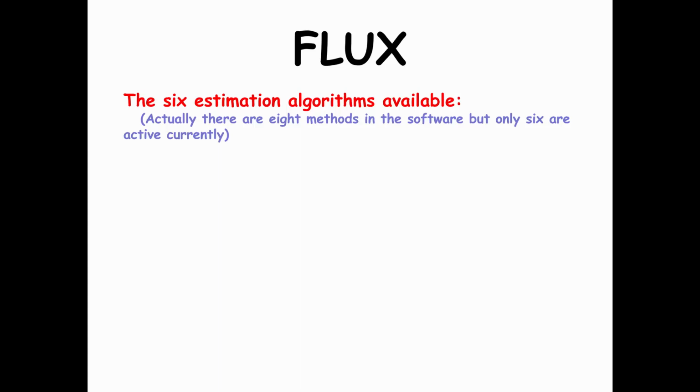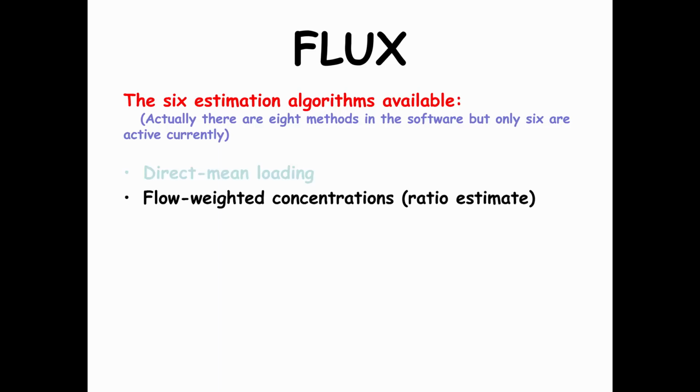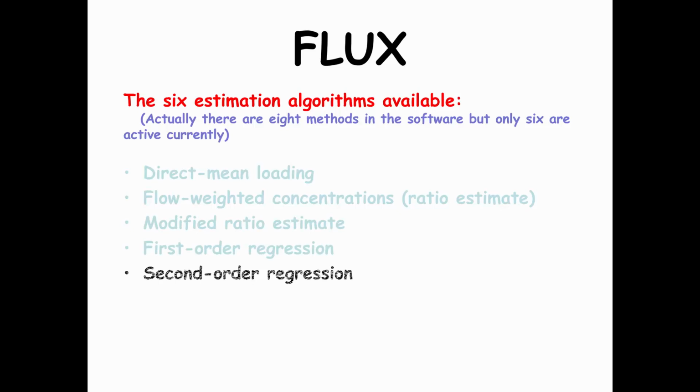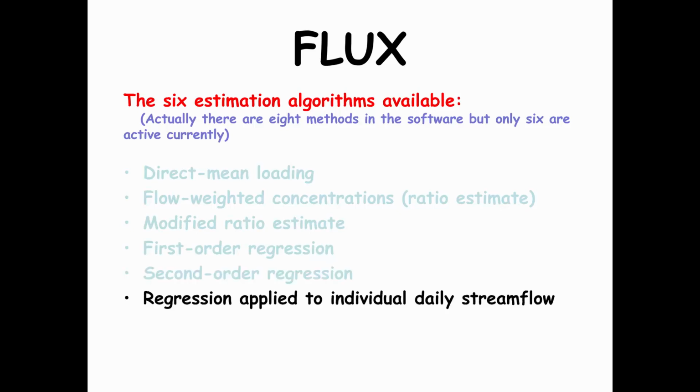There are these 6 algorithms that are available. As I mentioned before, there are 8, but only 6 are currently active in the model. The listing of those is not all that important right now, but I'm going to put it up here anyway. So the direct mean loading method, the flow weighted concentration method, the modified ratio estimate, the first order regression, the second order regression, and the regression applied to individually daily stream flow values. So you can use the FLUX model to come up with estimates from any one of these 6 methods.